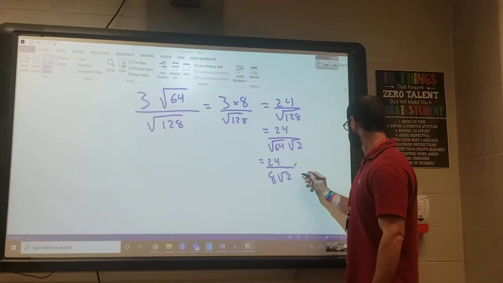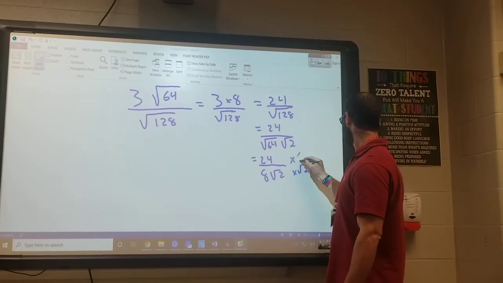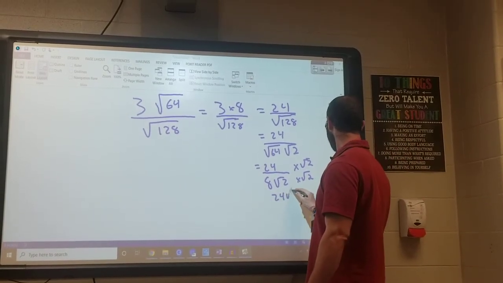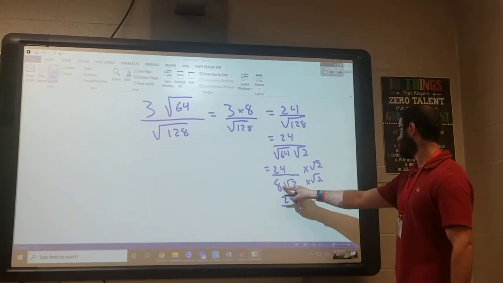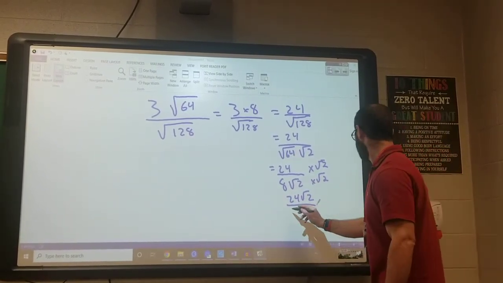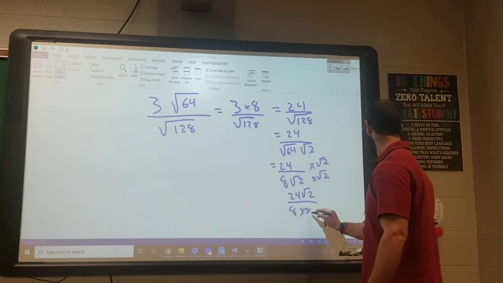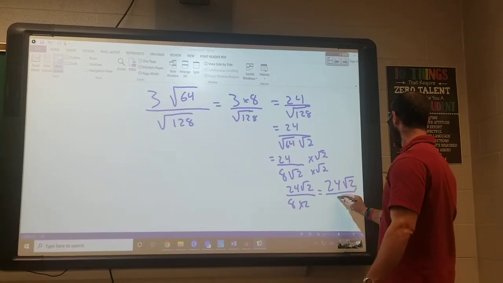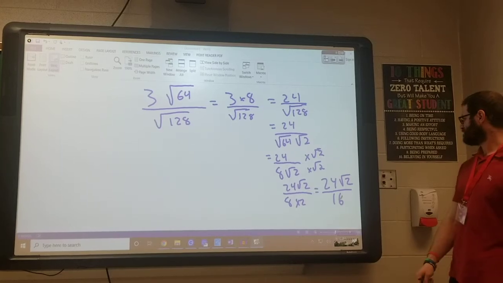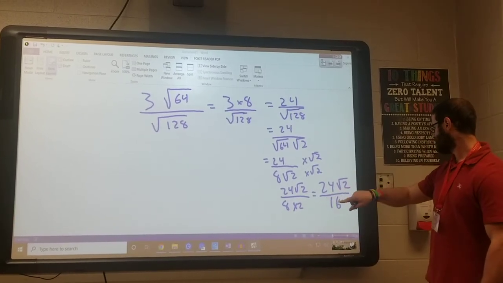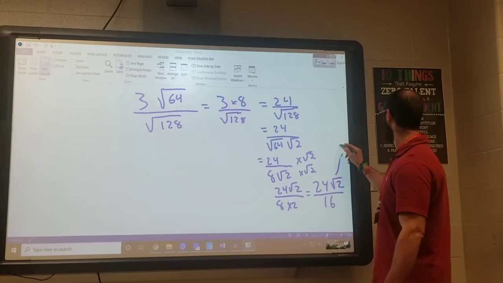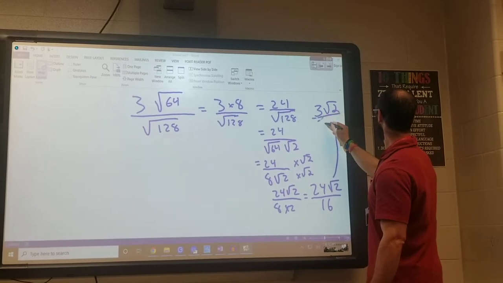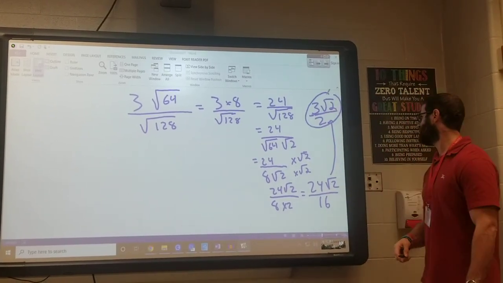So what do we need to do? Multiply the top and bottom by square root of 2. So on top, I just have 24 square root of 2. On the bottom, I have 8 times square root of 2 times square root of 2, which is just 8 times 2, which we're going to see is 16. So 24 square root of 2 over 16. And we can simplify that a little more. See, 8 goes into 24 3 times, into 16 2 times. So I would have a final answer of 3 square root of 2 over 2. That would be my final simplified answer.